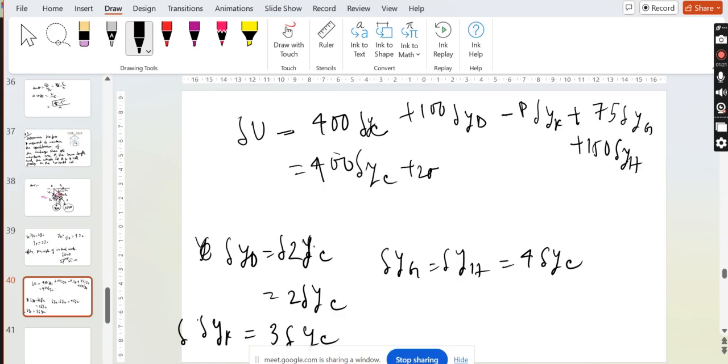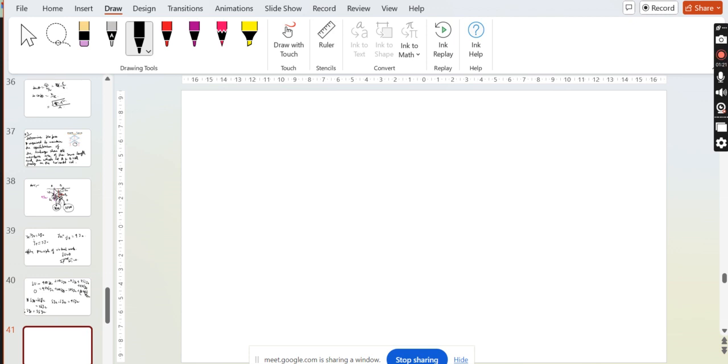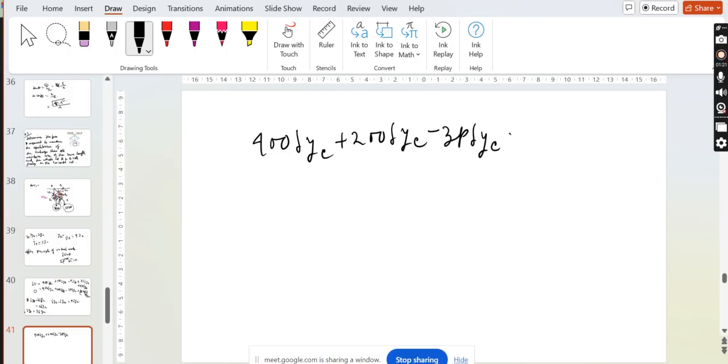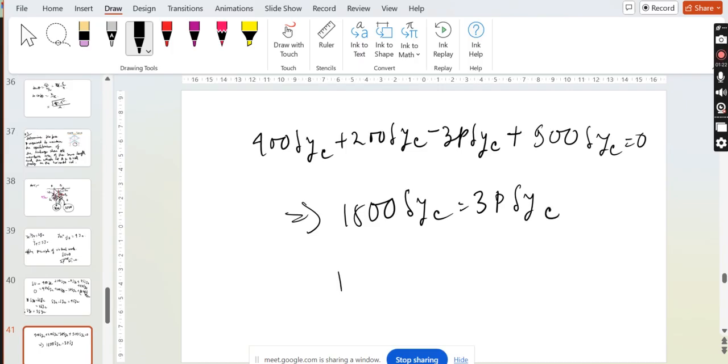So this is 400 delta yc, this is 200 delta yc, this is 3P delta yc, plus 4 into 75 is 300, plus 150 into 4 delta yc. This is all equal to 0. So basically 1500 delta yc is equal to 3P delta yc. So P is equal to 500.